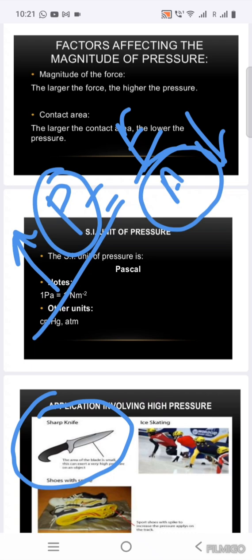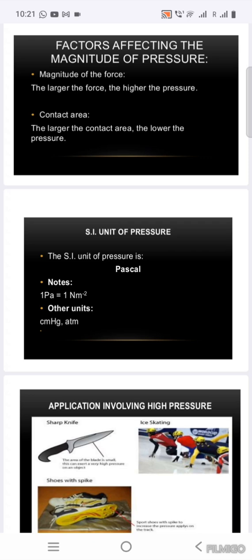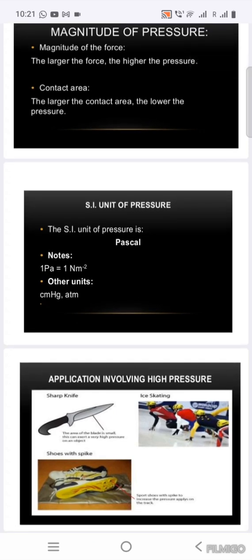Then the other knife, whose edge is not sharp. Another application of pressure is shoes with spikes.